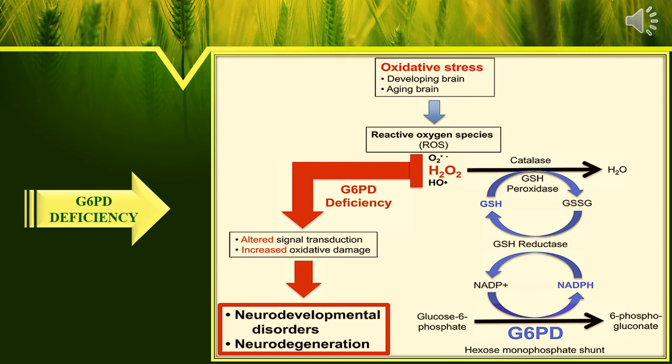Hope you have understood how increased oxidation occurs because of deficiency of G6PD, leading to deficiency of NADPH formation, which leads to an increase in NADP plus in the oxidized condition, and which leads to glutathione peroxidase activity, increasing hydrogen peroxide and thereby reactive oxygen species, so that neurodevelopmental disorders and neurodegeneration develop in the cell.